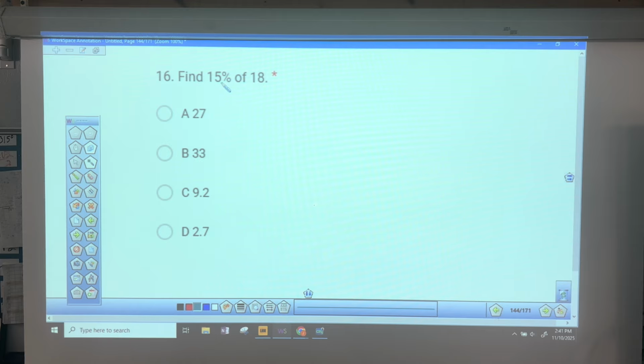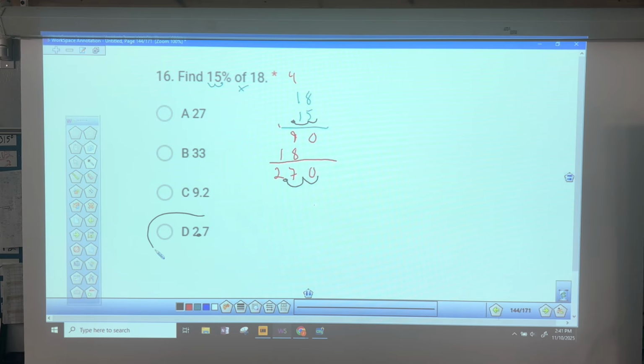15% of 18%, you go 2 to the left to write it as a decimal. And I'm multiplying this. Of means multiply. Times 18. So let's see. 5 times 8 is 40. Old school algorithm. 5 times 1 is 5, plus 4 is 9. 1 times 8 is 8. 1 times 1 is 1. 0, 17, 270. How many decimals do I have up top? 2. So I have 2 decimals down here. So my answer should be 2.7. Be careful.